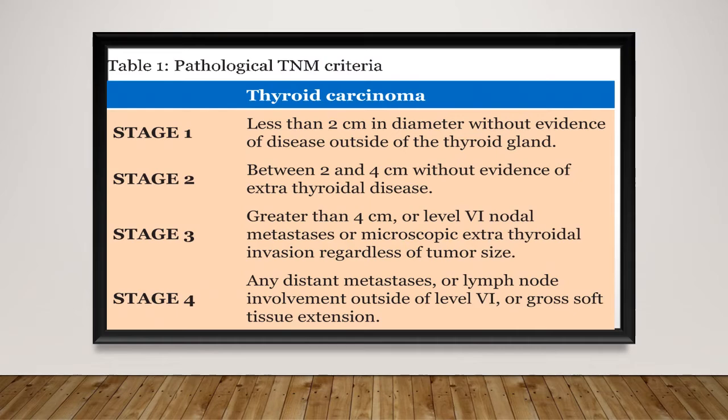The staging of thyroid cancers by the TNM criteria is a very good classification. Stage 1 refers to less than 2 cm in diameter. The tumor is less than 2 centimeters in diameter without evidence of disease outside the thyroid gland. That means less than 2 centimeters confined within the thyroid gland. Stage 2, tumor is 2 to 4 centimeters, again without evidence of extrathyroidal disease.